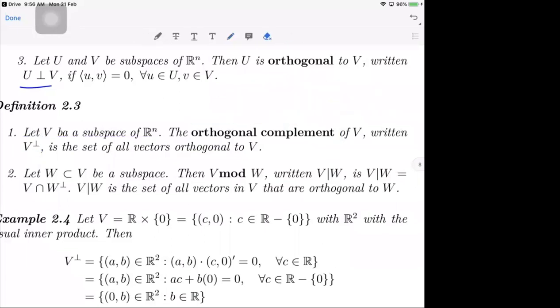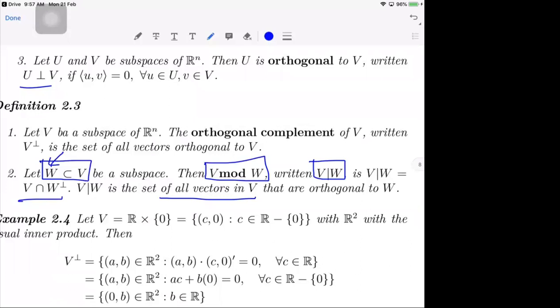Okay. Next, V mod W, written by this symbol. You have another subspace of V, W, which is also a subspace but a subset of V. Then V mod W, which is the intersection of V and W perp, is the set of all vectors in V that are orthogonal to W.